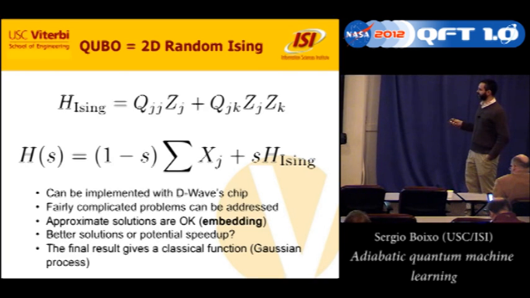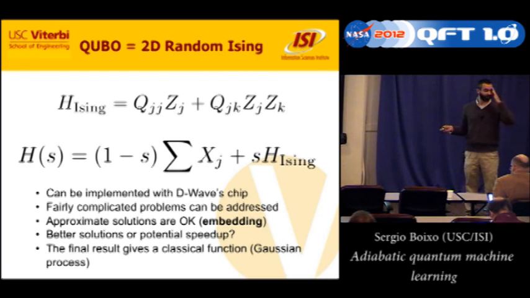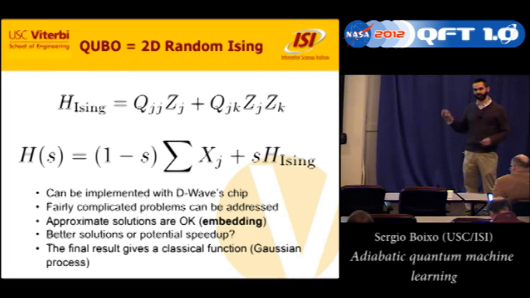At the end of the day, we get this function that we can run on the 10 million molecules, and on any other molecule we can report in the literature, because the function that you get is this Gaussian process that runs on a classical computer.